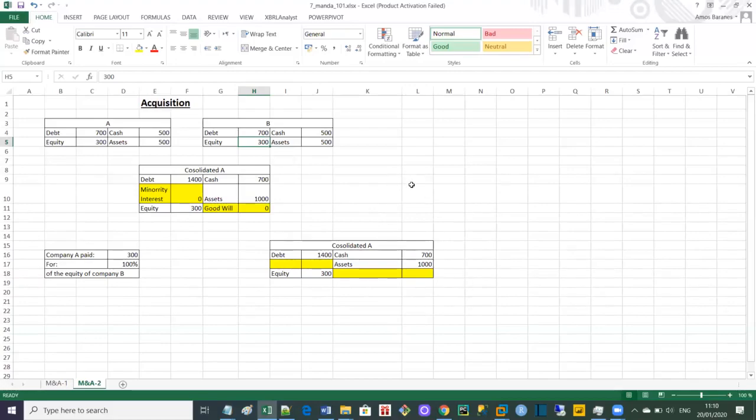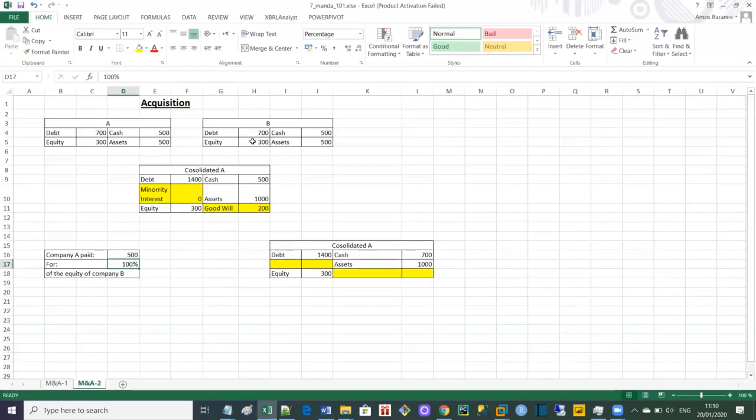Let's move to another case, in which company A purchased 100% of the stock of company B, but in this case, they're not paying 300, let's say they're paying 500. The nice thing about this little simulation is that it automatically gives me the results. If you notice here, all of a sudden we have a goodwill of 200. Now you ask yourself, what is this 200? Very simple.